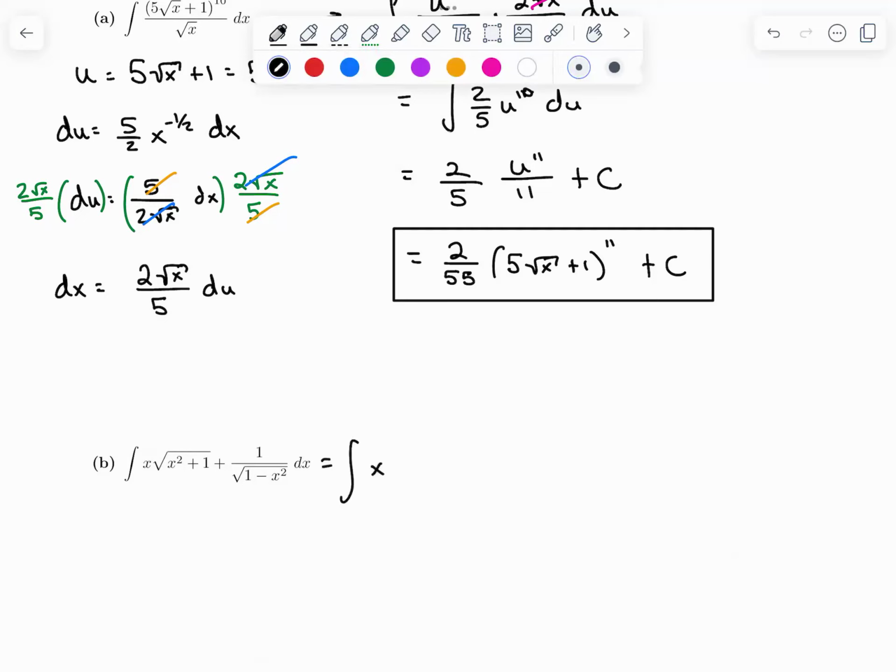the integral of x times the square root of x squared plus 1 dx plus the integral of 1 over the square root of 1 minus x squared dx. Then you'll notice the second integral is something we actually already know. The second integral is inverse sine. The first integral will require a u substitution. So sometimes you'll have to do two u substitutions at the same time.